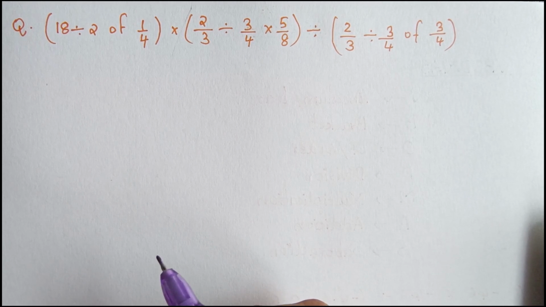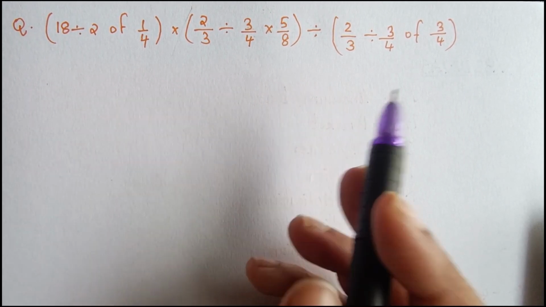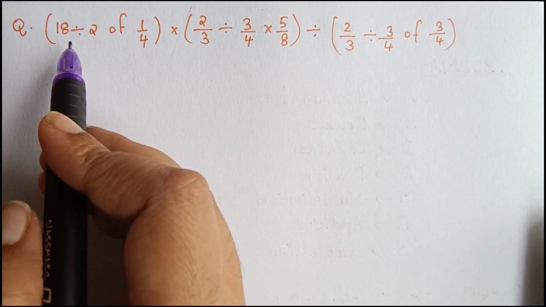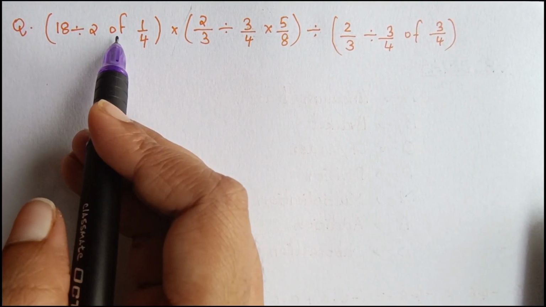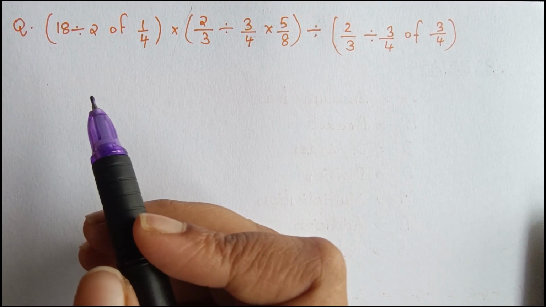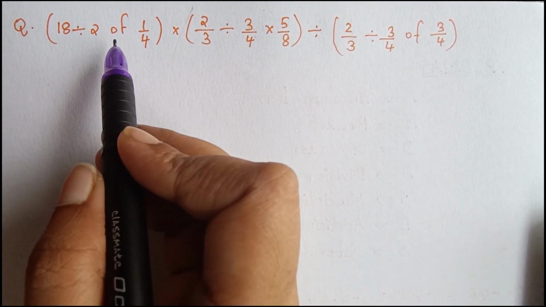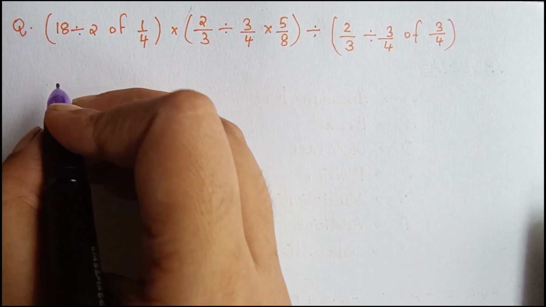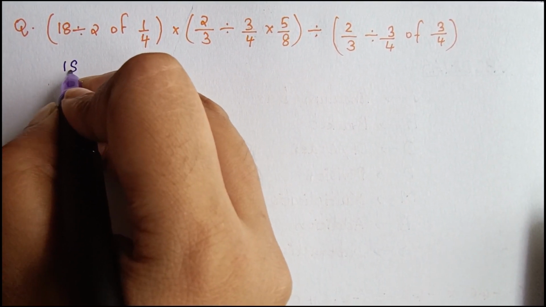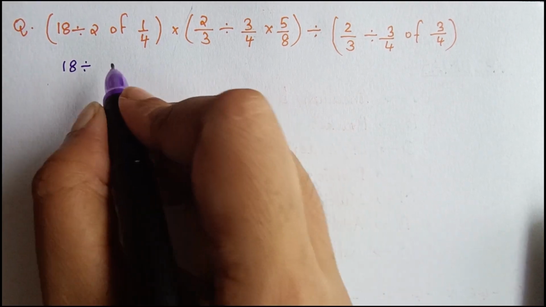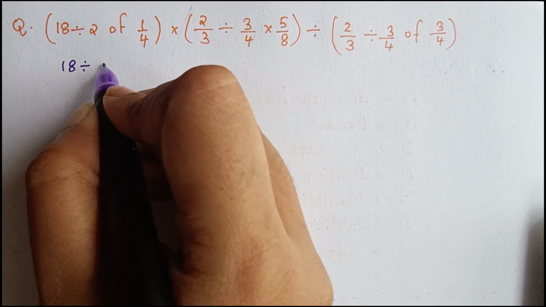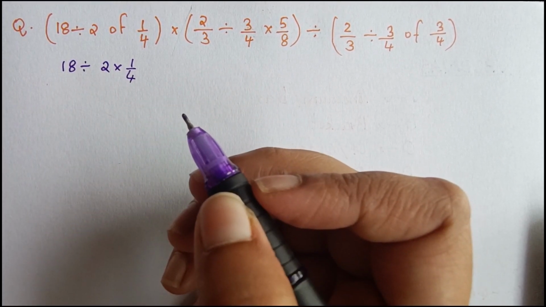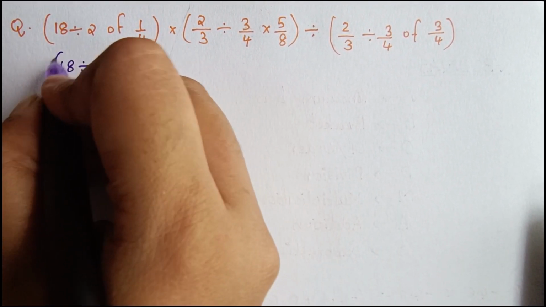According to our rule, we need to solve each bracket individually first. This is the first bracket, and inside this bracket we have an of and a divide. Among these we will solve the of operator first, then only divide. 18 divided by, of means it's multiplication, so 2 into 1 by 4 is what we need to solve first in this bracket.